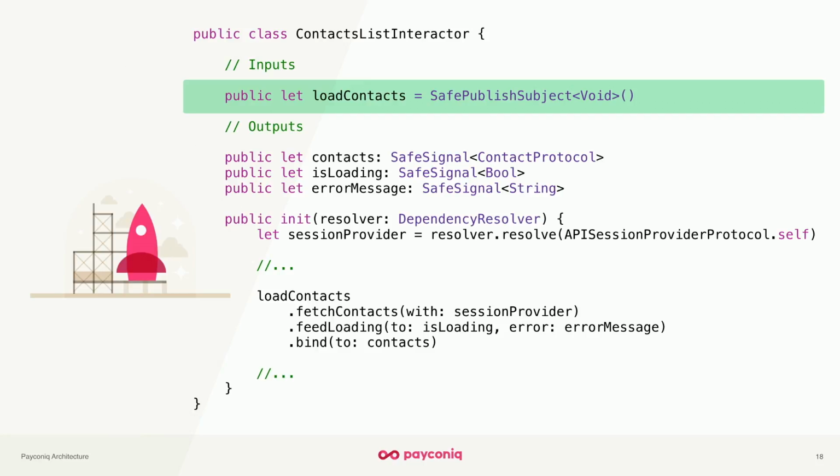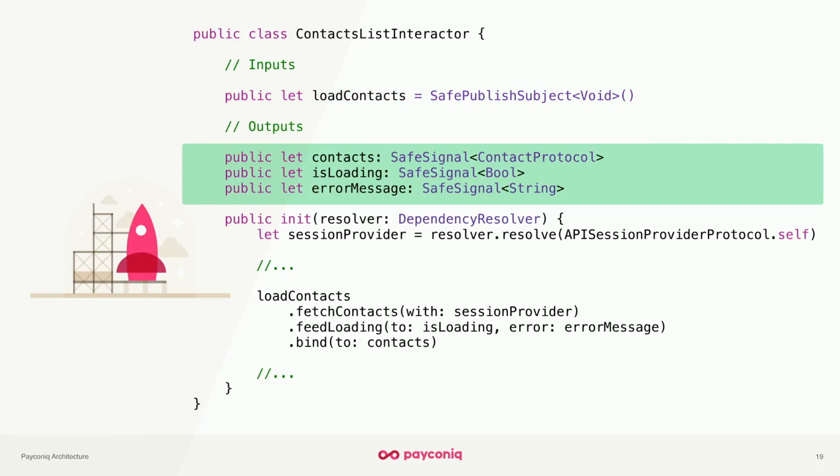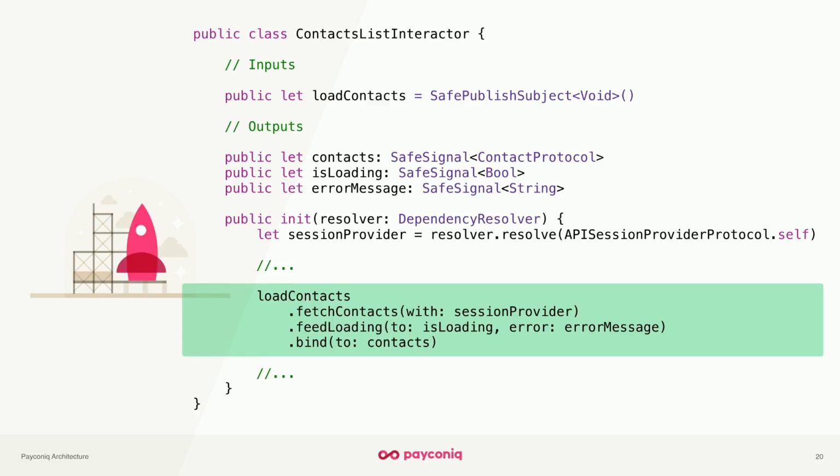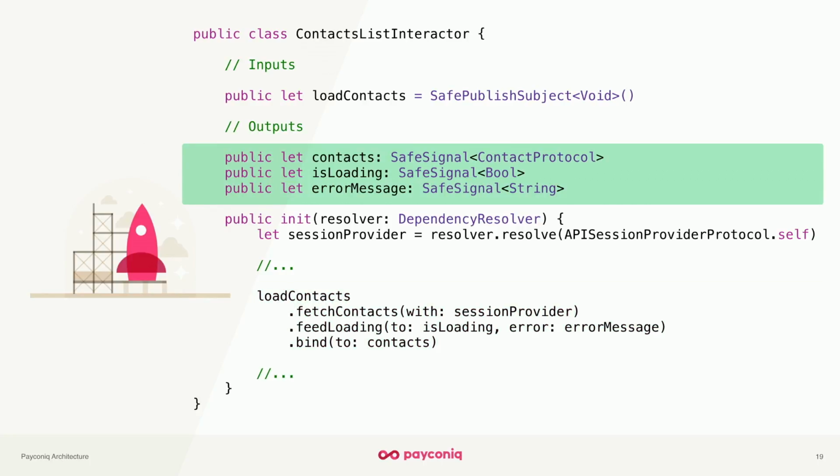There are always some input signals. There are always some output signals. I will come back to them now. And then there is usually a big init method that binds input signals to some transformations and then to some output signals. About outputs, we use the ReactiveKit framework. If we used another framework, it would be called differently. But in ReactiveKit, there are safe signals, so signals that cannot fail. And all outputs of all interactors are safe signals.